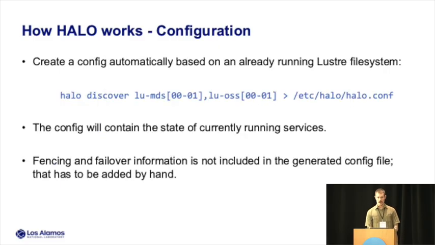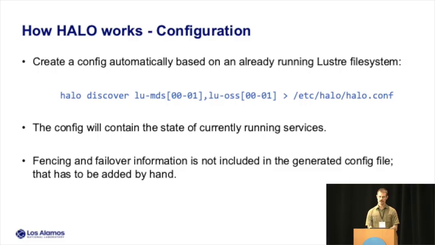Now, normally you won't have to create a config file by hand. If you already have a file system that has been stood up and is running, there's a command called discover. You give it a list of all the host names for your file system. It will SSH out to all of those nodes, figure out what services are running on those nodes currently, and create a config file based on the state that it discovers. So if you've already got a running Lustre file system, you can just use that command and get a config that matches its running state.